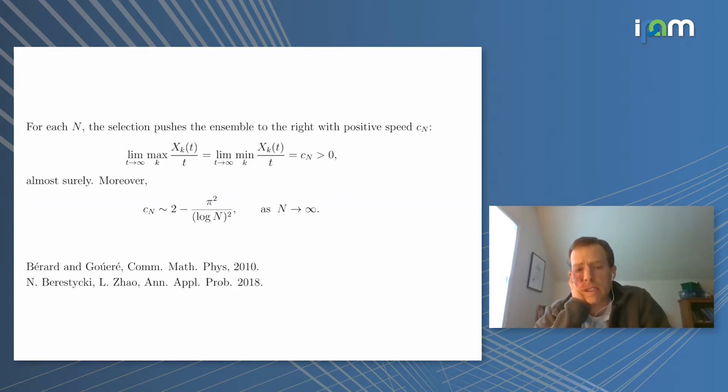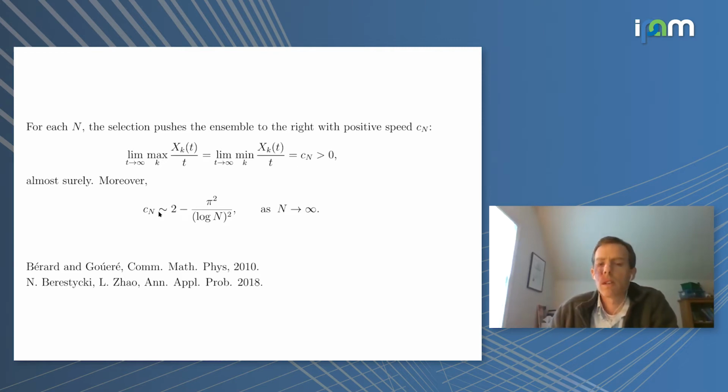As n goes to infinity, it's known that Cn converges to 2, although for finite n, the speed is not explicit. The error, that is the convergence to 2 in the n going to infinity limit, is quite large, meaning that this error goes to 0 rather slowly, like 1 over log n squared. This is due to these authors here. I believe the first one is in the case of the discrete model, and the second is for the continuous diffusion.